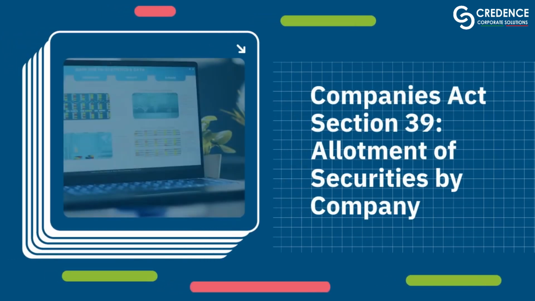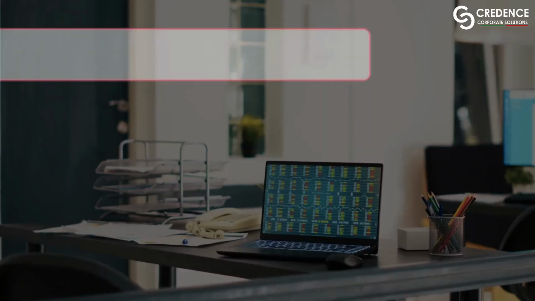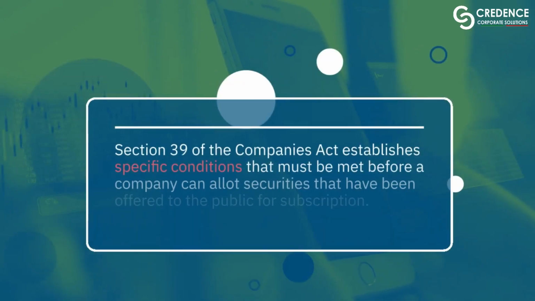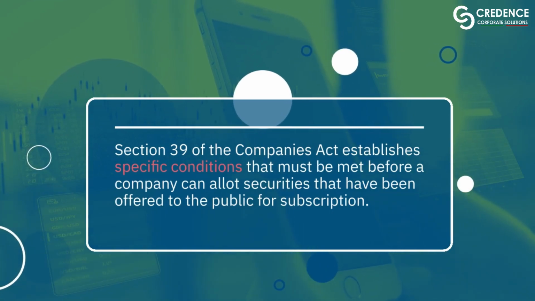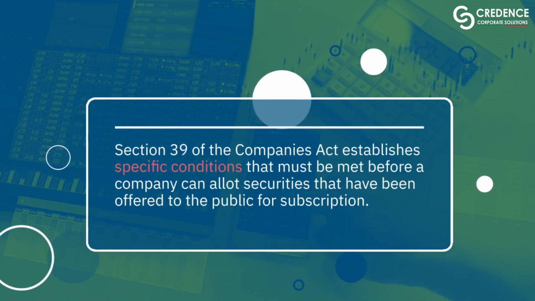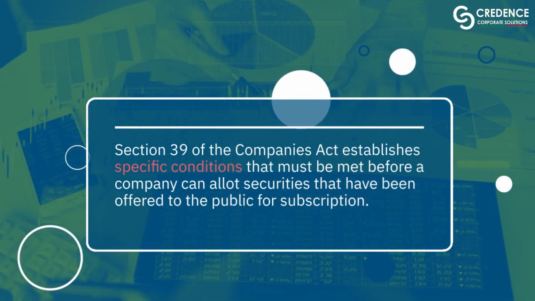Companies Act Section 39, Allotment of Securities by Company. 1. Conditions for allotment of securities. Section 39 of the Companies Act establishes specific conditions that must be met before a company can allot securities that have been offered to the public for subscription.